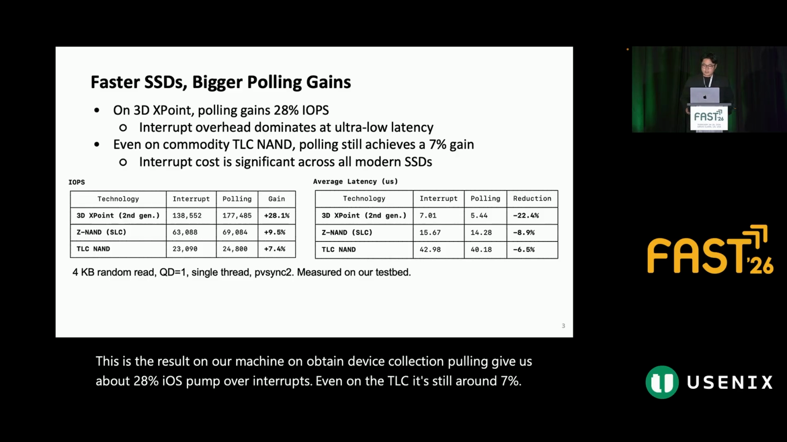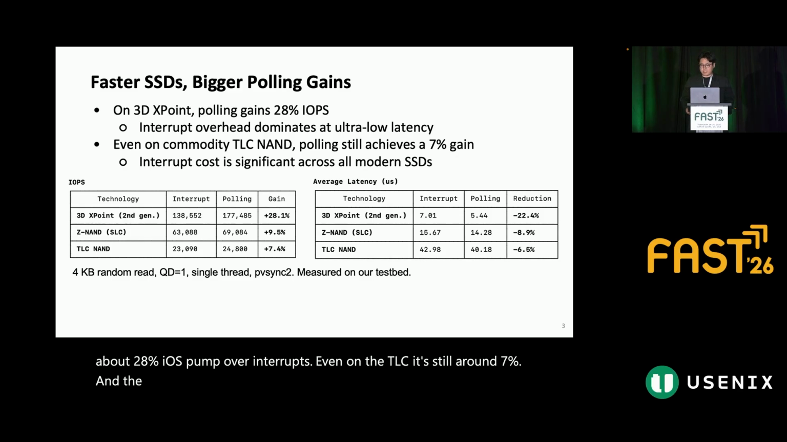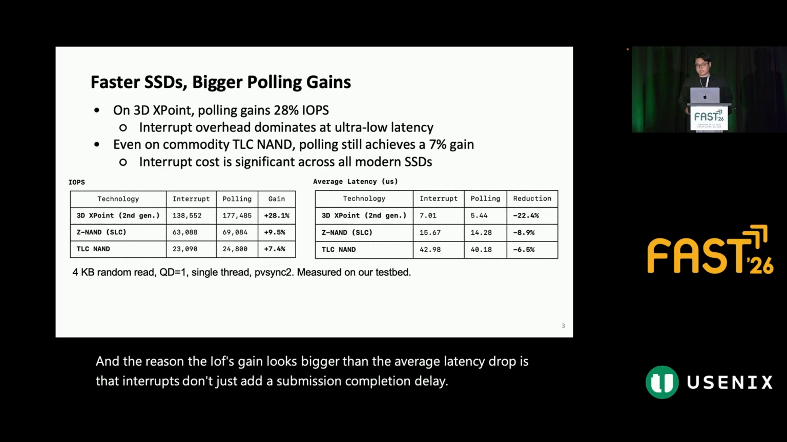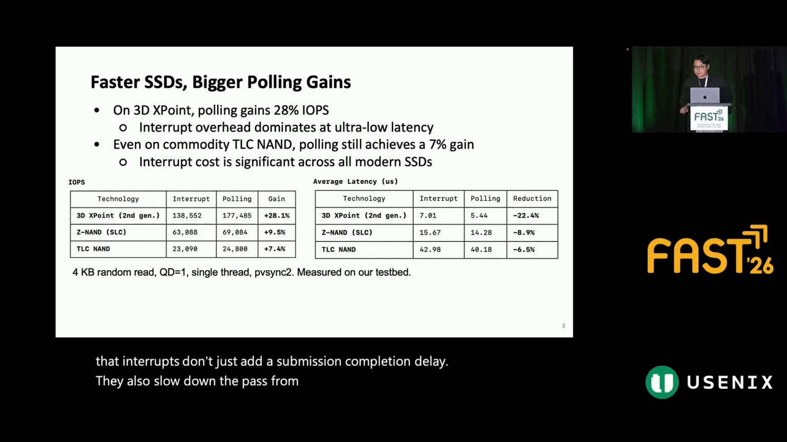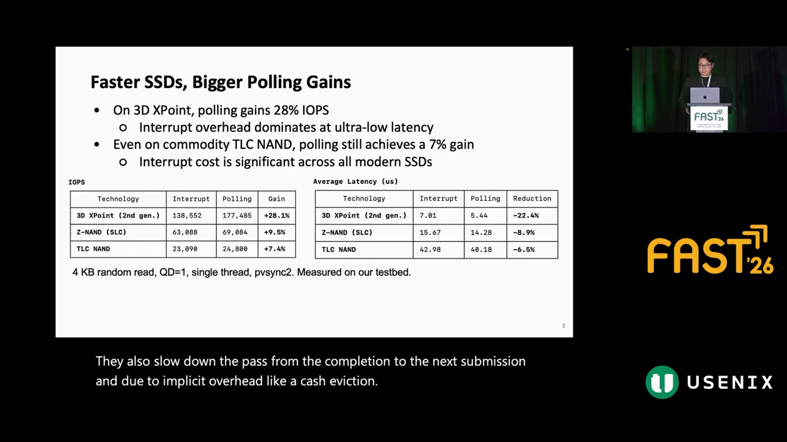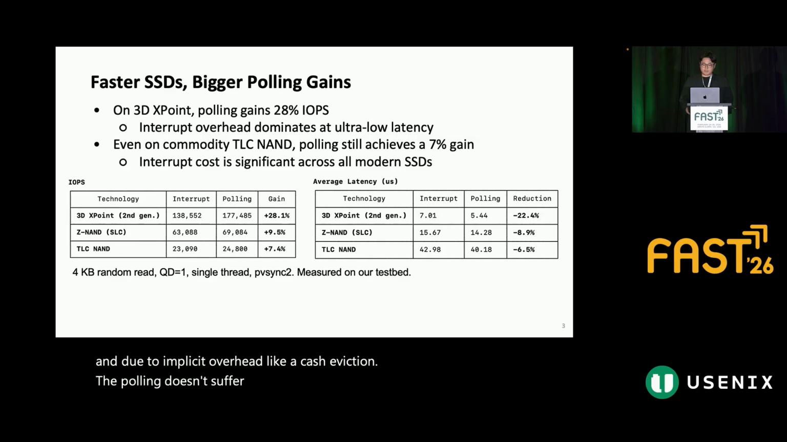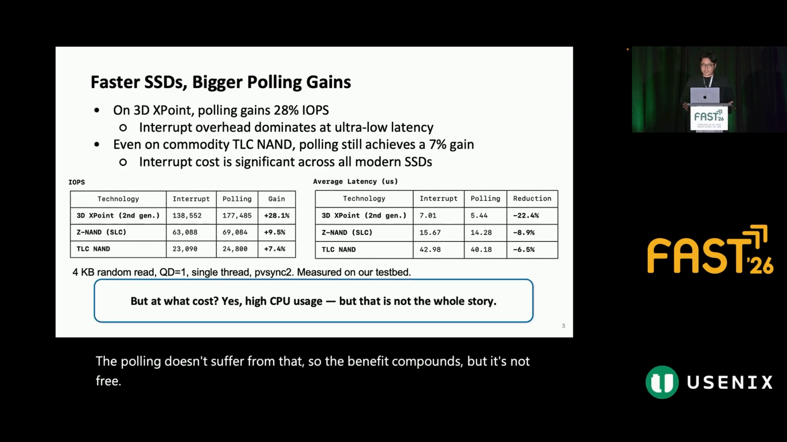And the reason the IOPS gain looks bigger than the average latency drop is that interrupts don't just add a submission completion delay. They also slow down the path from the completion to the next submission, due to implicit overhead like cache eviction. Polling doesn't suffer from that. So the benefit compounds, but it's not free. We have to pay the cost, which is the CPU usage and others.